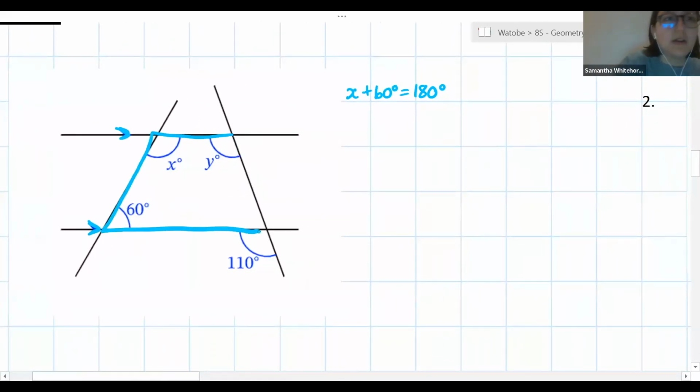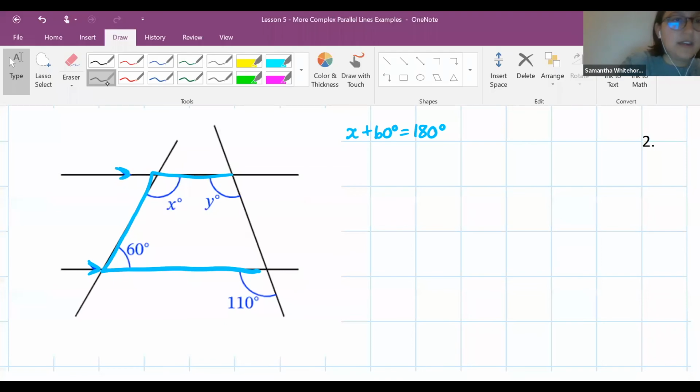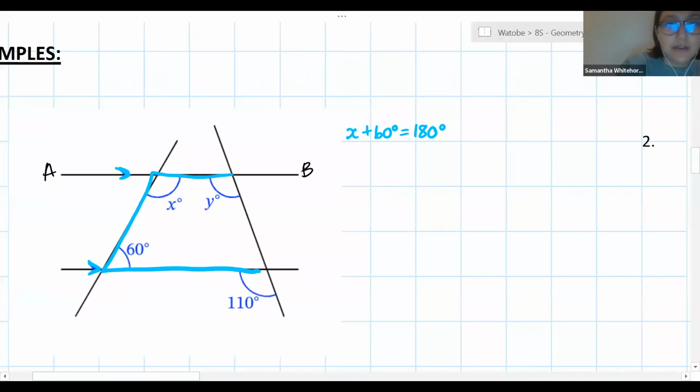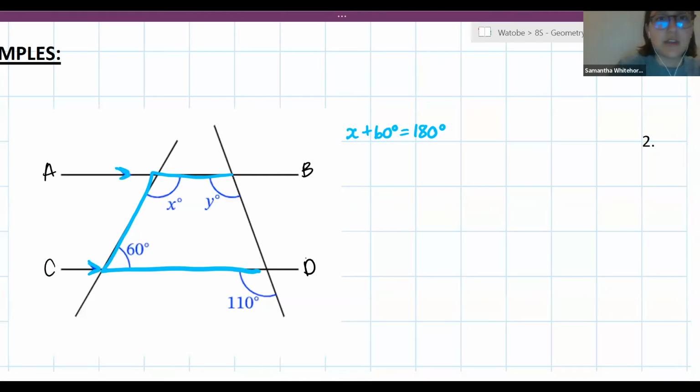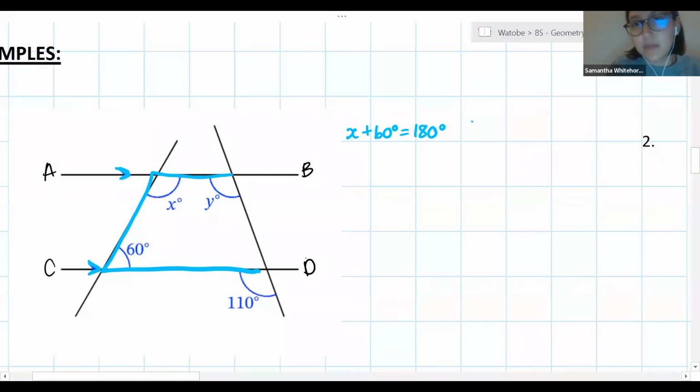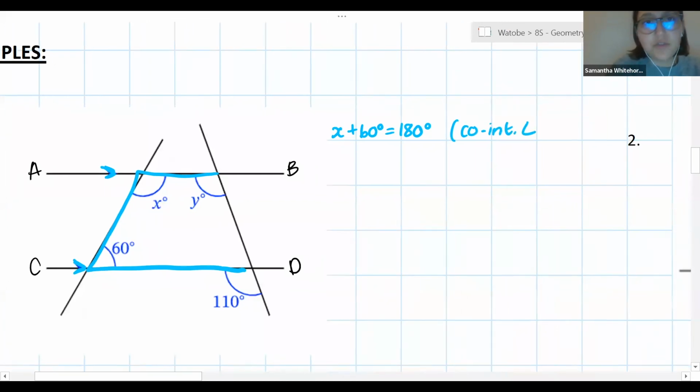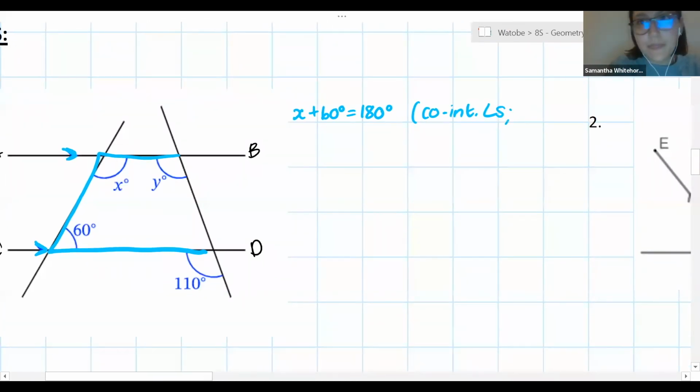Good. And you know what, guys? I've just realized I have been a nana bean and left off labels for my lines. I do apologize. So I'm just going to chuck that in there. That is completely on me. Co-interior angles, supplementary. If you want to add that in, that's fine. AB parallel to CD. Okay, cool.